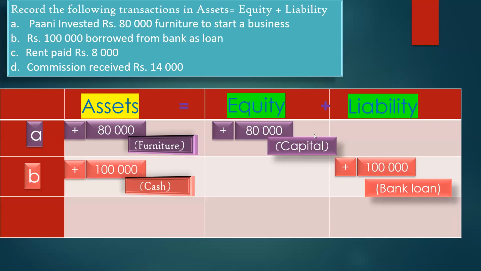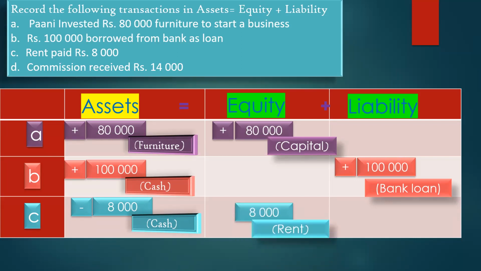Ismail, send the correct answer. Nazik Nalim, send the answer. Ismail, good. Fahma, very good. Aflal Zaharin, also very good. All the answers you sent are correct. Well done. C part, rent paid. Physically, we pay money, so cash comes under asset, minus. We pay rent and it's an expense. Since there is no expense column, it can be recorded under equity. So equity minus 8,000 rent.